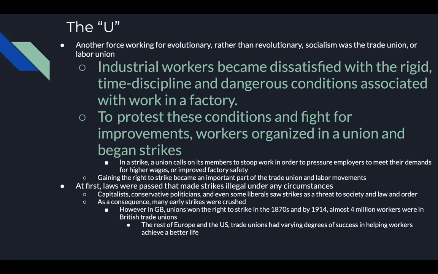Gaining the right to vote or gaining the right to strike became an important part of the trade union and labor movements. At first, laws were passed to make strikes illegal under any circumstance. Capitalists, conservative politicians, and even some liberals saw strikes as a threat to society, law, and order. As a consequence, many early strikes were crushed. However, in Great Britain, unions won the right to strike in 1870, and by 1914, almost 4 million workers were in British trade unions. In the rest of Europe and the US, trade unions had varying degrees of success in helping workers achieve a better life. And usually, if you were associated with a union, people thought you were a communist or a socialist just because you were in a union. Unions were looked down upon.